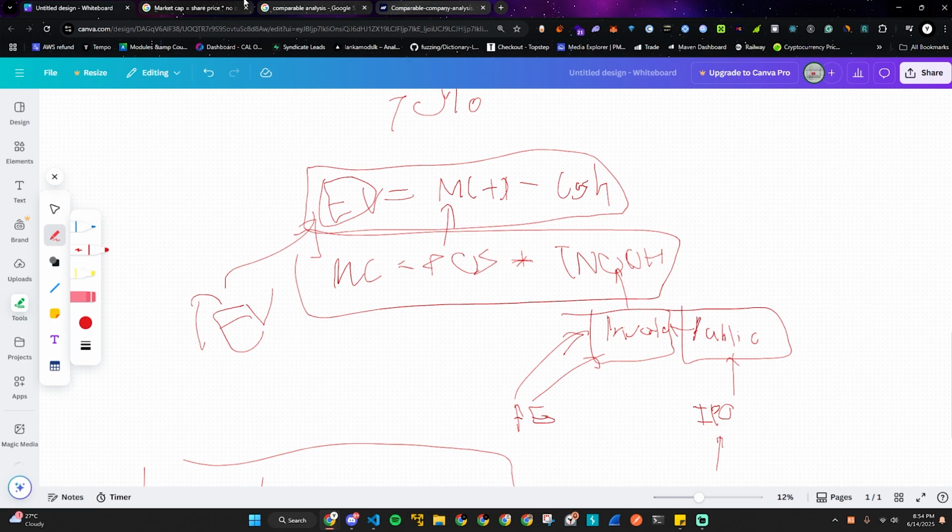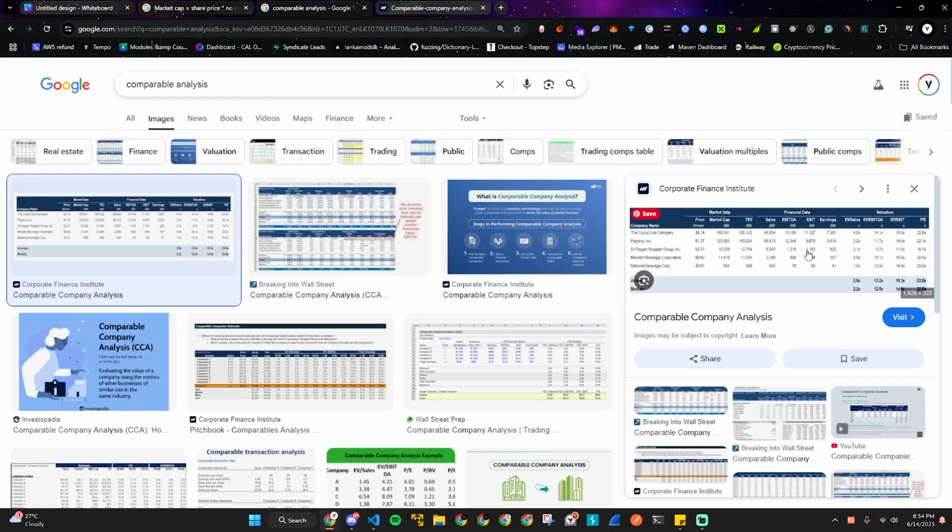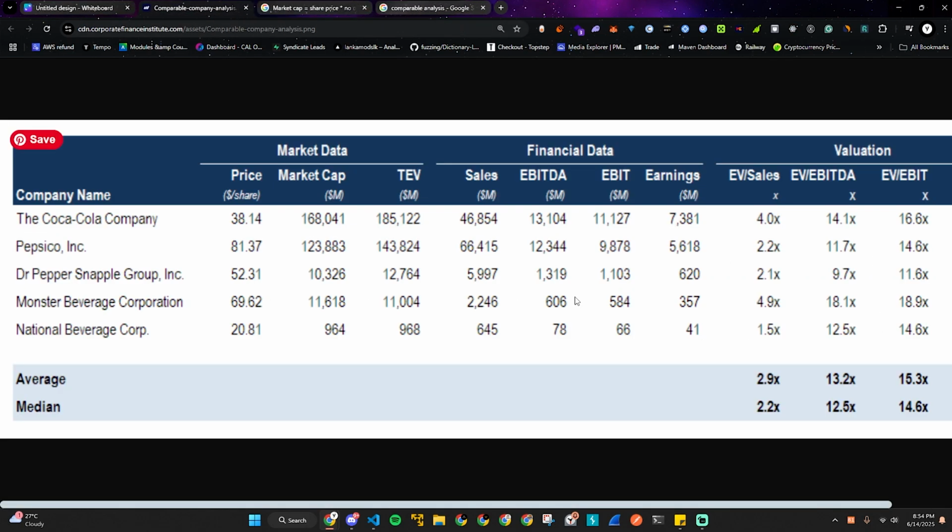So now what you want to do is, you see over here we have EBITDA, which is earnings before interest, taxes, depreciation, and amortization. Earnings before interest and taxes right here. So over here you see how EV over sales, EV over EBITDA, and so forth, right? So from here we calculate a ratio of average, what sort of return it got, versus the median, what sort of middle average you got, right?